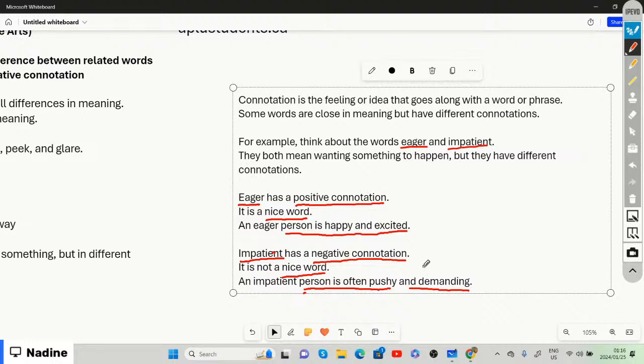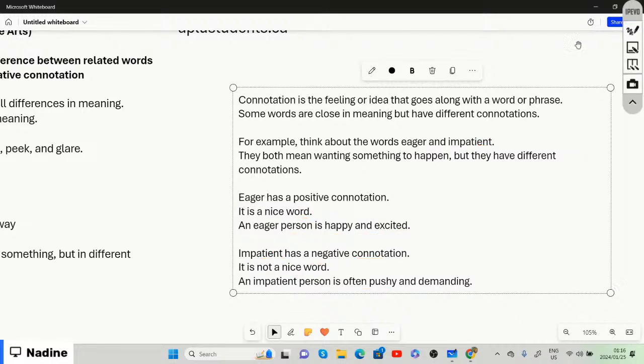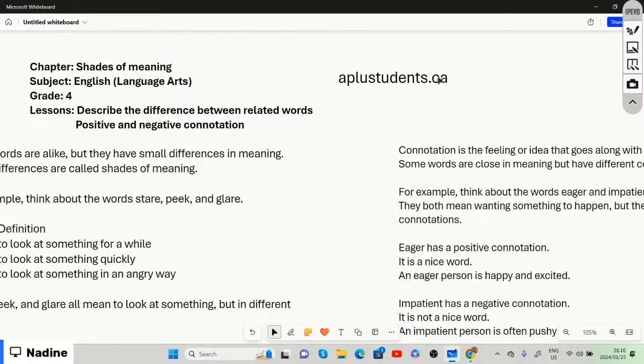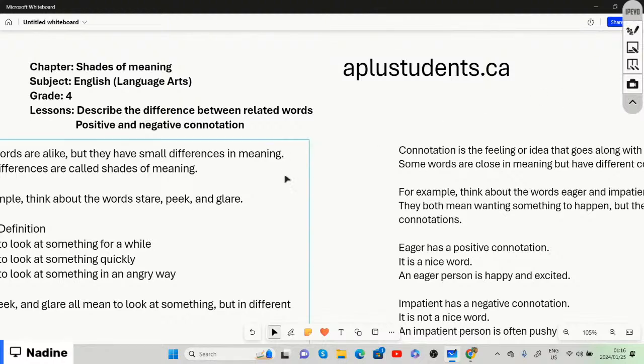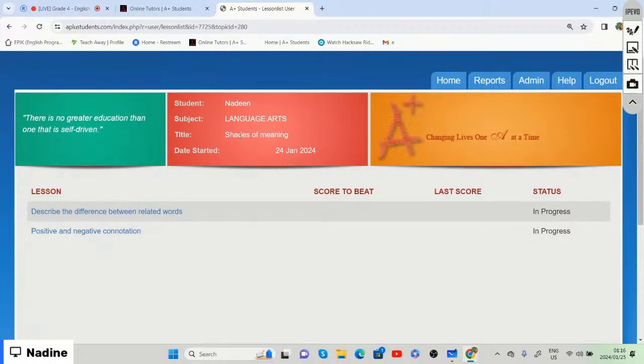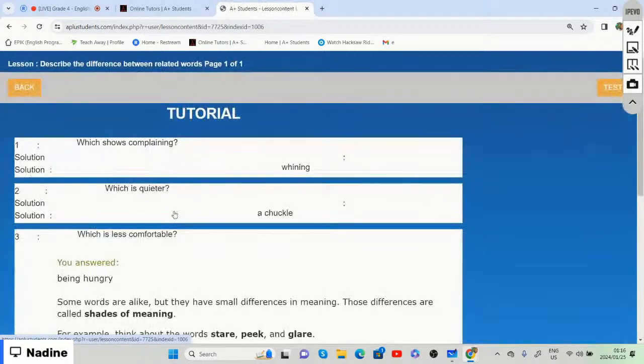All right. So we are doing our tutorial lesson on aplusstudents.ca. So we are going to our tutorial on aplusstudents.ca. And our chapter is Shades of Meaning. So we're going to the first lesson, which is to describe the difference between related words.